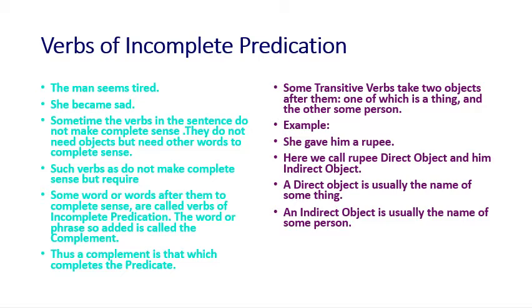Some transitive verbs take two objects after them, one of which is a thing and another some person. Example, she gave him a rupee. Here we call rupee the direct object and him the indirect object. A direct object is usually the name of something. An indirect object is usually the name of some person.